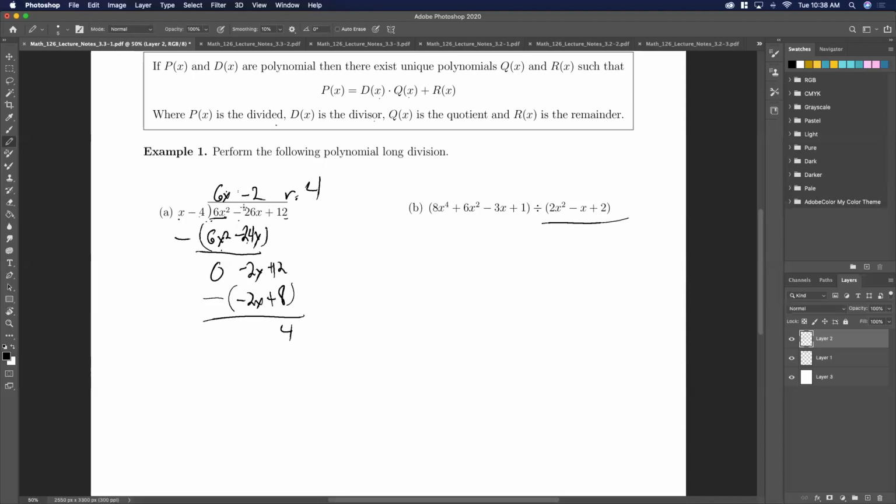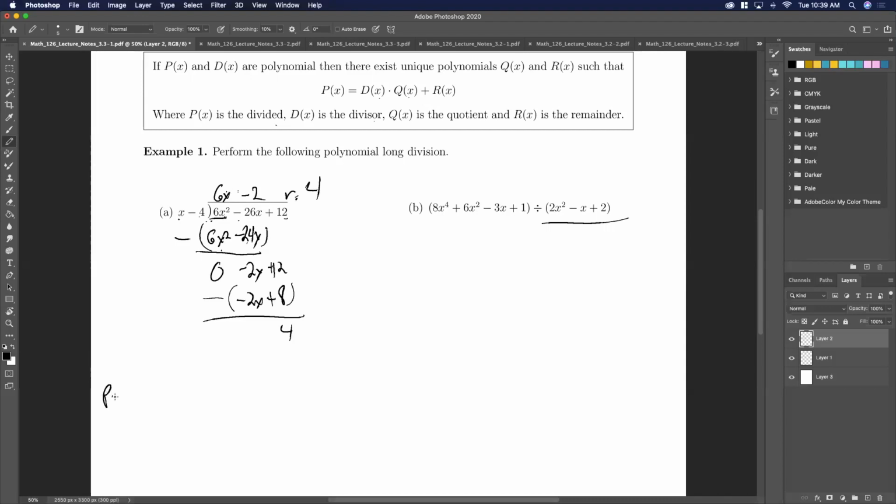So here, now that we have everything, the dividend is 6x squared minus 26x plus 12. The divisor here is x minus 4. The quotient is 6x minus 2, and my remainder is 4. When I have you guys do this, I'll probably ask what's d(x), what's q(x), what's r(x) when you crunch through it. And so let me just label all that for you.